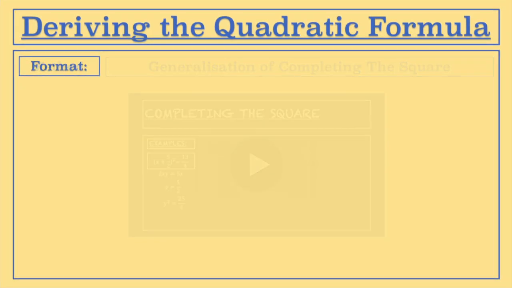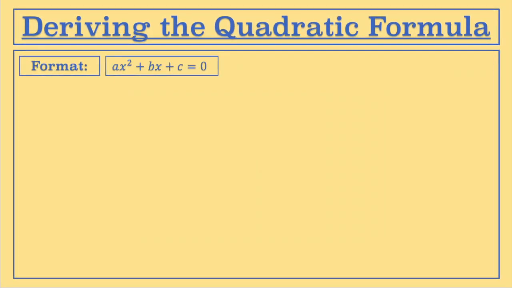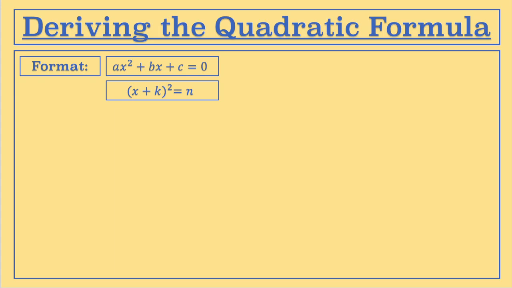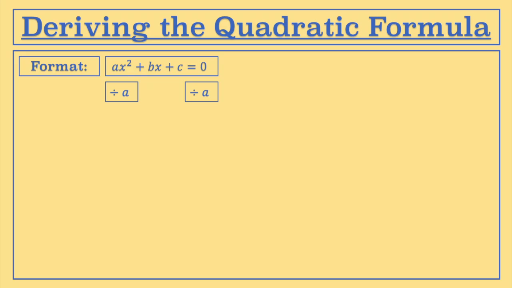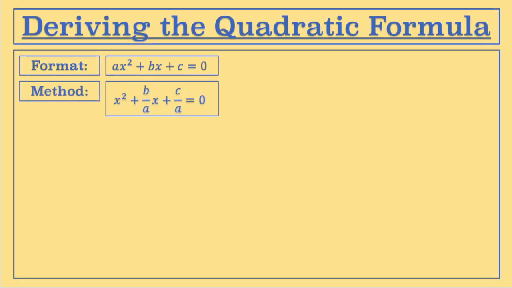Let's start with the standard format of a quadratic equation: ax squared plus bx plus c equals 0. As we saw in our last video, we need to isolate the squared term. In order to do this, we divide both sides of the equation by a, which we show cannot be 0 because the coefficient a is what defines the quadratic equation. This reduces our equation to x squared plus b over a x plus c over a equals 0.